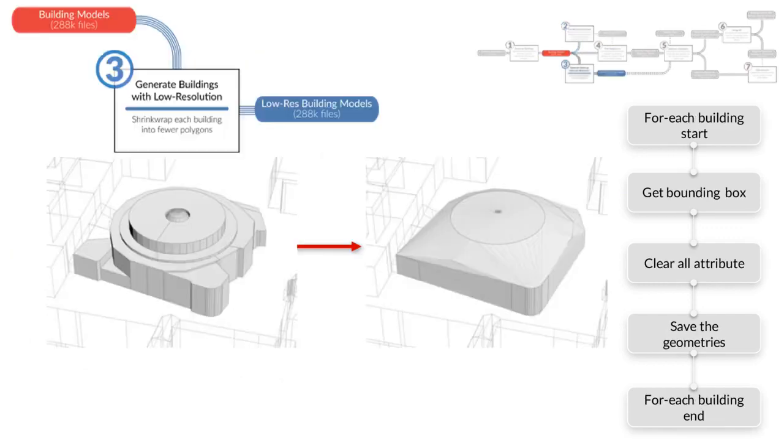In Step 3, a low-resolution model is generated for each building, by shrink-wrapping the building, as shown in the figure. These shrink-wrapped buildings are used later, in order to speed up the simulation.